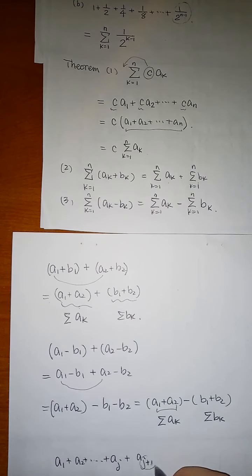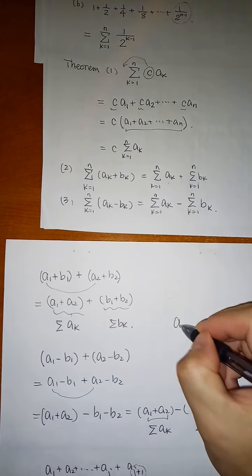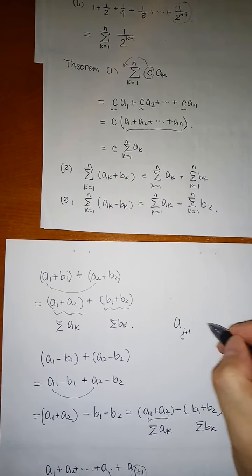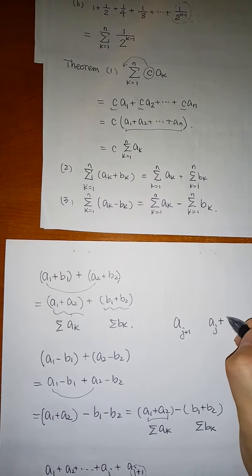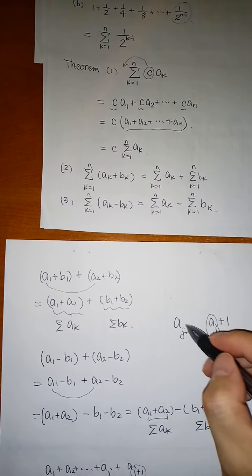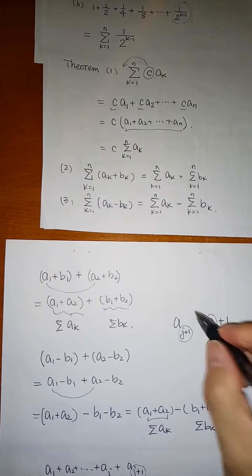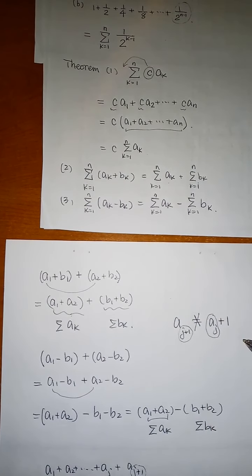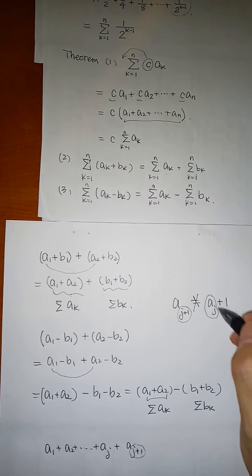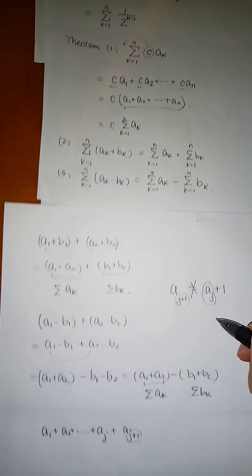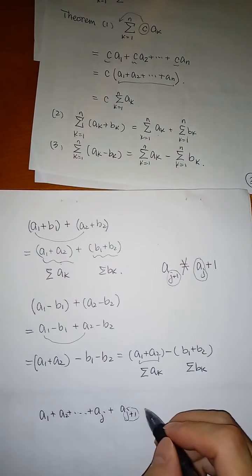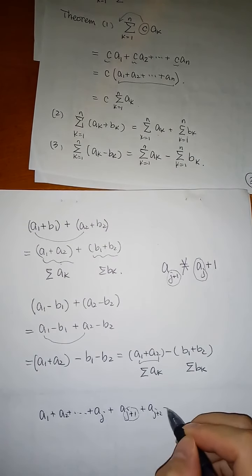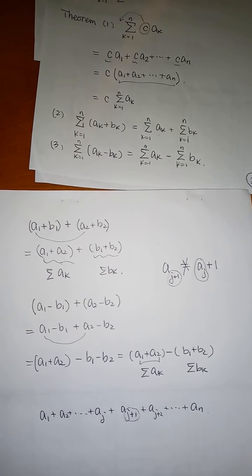This J plus 1 represents the position, the order of the term, not AJ plus 1. So be careful about this writing. We write A sub J plus 1. We write AJ plus 1. This means you have the J's term plus 1. This means it is J plus 1's term. They are not equal. Okay, so just be careful about the writing. The position is very important. Okay, let's continue. A sub J plus 2, and finally we reach AN.